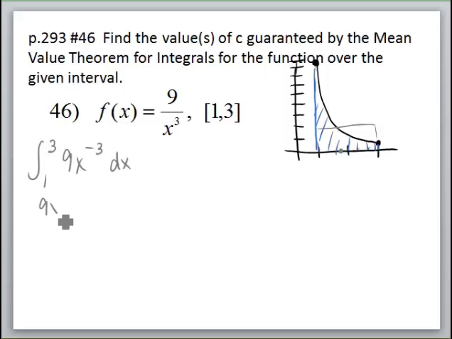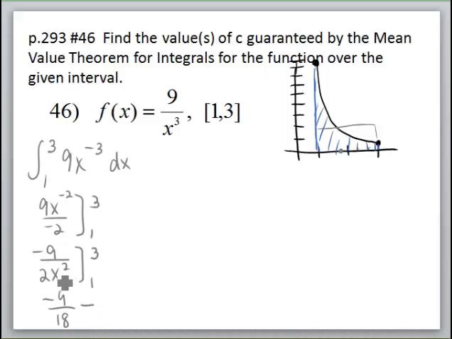I get 9x to the negative second over negative 2 from 1 to 3. And I don't want to plug in numbers in this way, so I'm going to say it's negative 9/2 x to the negative 2 from 1 to 3. That gives me a negative 9 over, 3 squared is 9 times 2 is 18, minus, we're going to plug in 1, and I get negative 9/2.